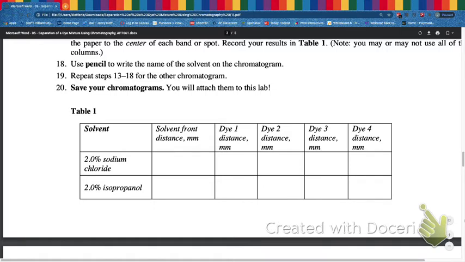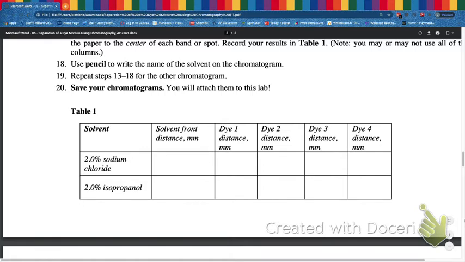Now, mistakenly, I thought that the ethanol or the isopropanol was the better eluent, but I was wrong. So you're going to use your data, and then you're going to use some data from the other class that used the 2% sodium chloride, and we'll actually get to compare the 2 eluents. So you're going to have 2 data tables just like in your lab handout. Okay, so you're going to attach your 4 strips, and then you're going to make 2 data tables.